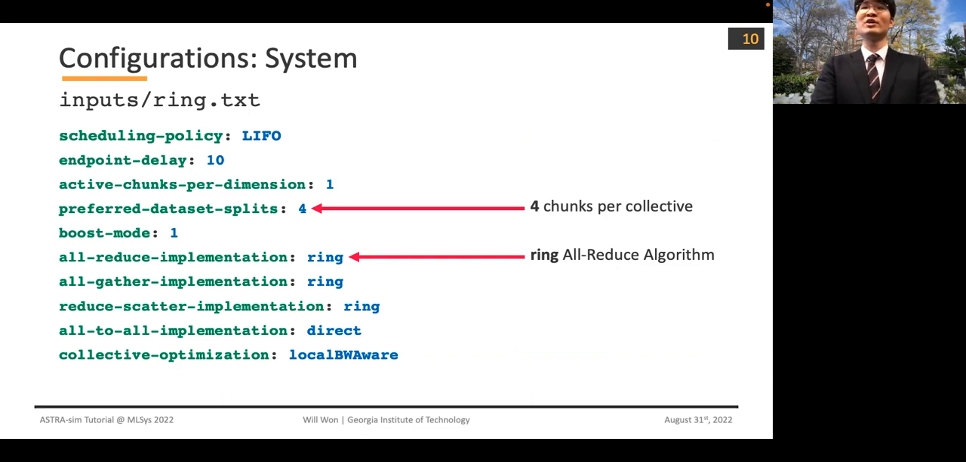So when running a 1 megabyte collective, the preferred dataset split is 4. So we will split that 1 megabyte message into 4 chunks. And the all-reduce algorithm we want to run is the ring algorithm, because we are running this on a ring topology. The ring all-reduce algorithm is a collective that's not creating any congestion.